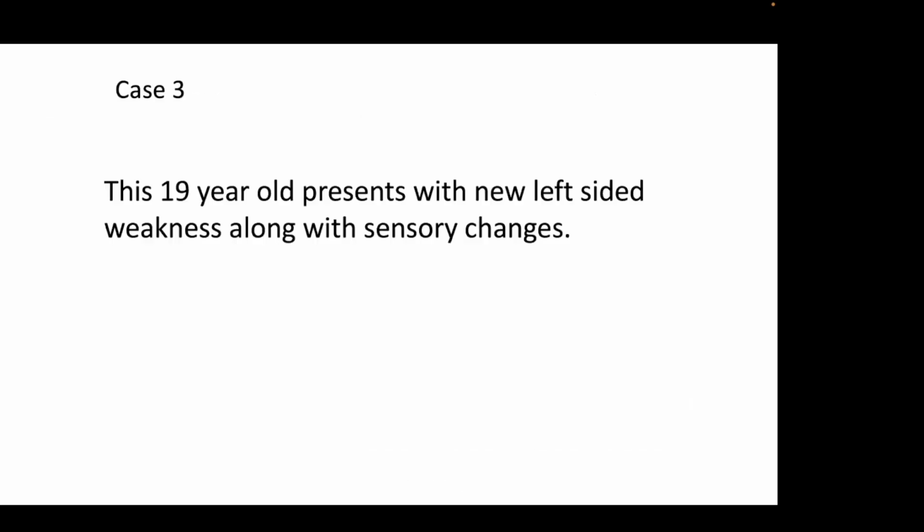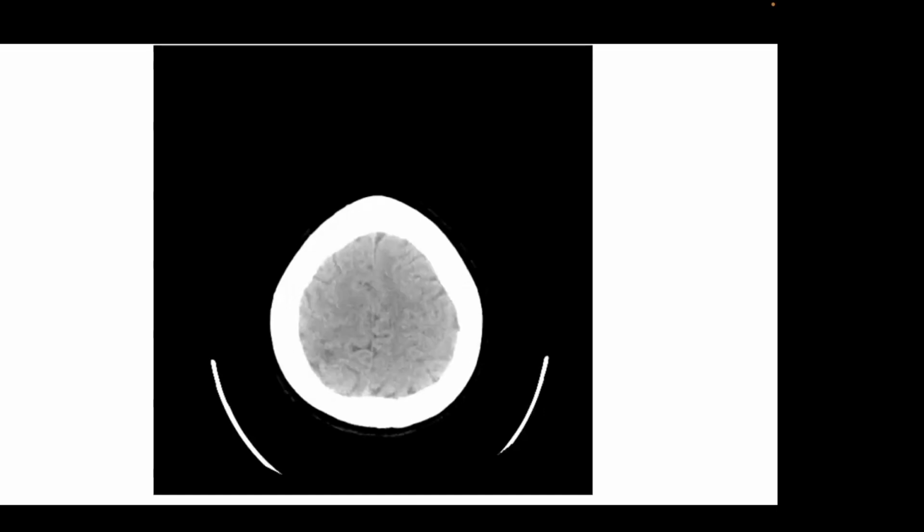And then I'm going to show you one last case. This is a 19-year-old with new left-sided weakness and sensory changes. This is her CT scan. You can see there's some low attenuation here. See that area of low attenuation?